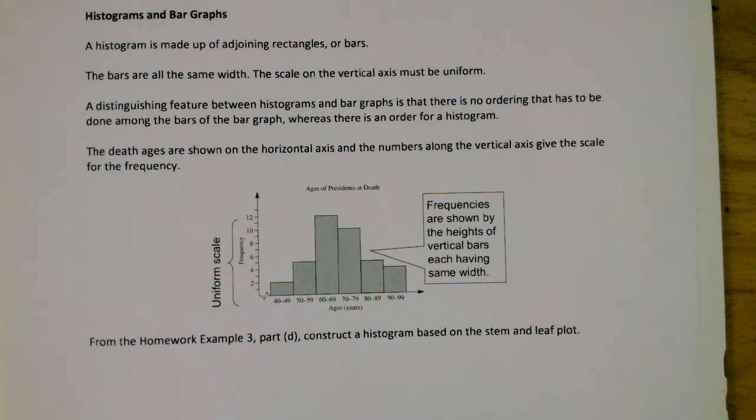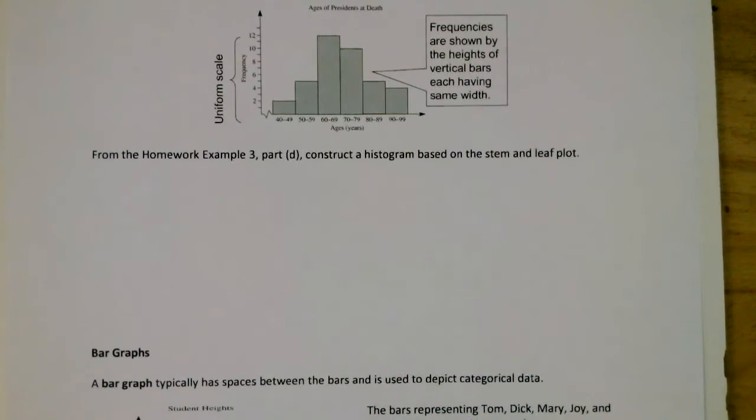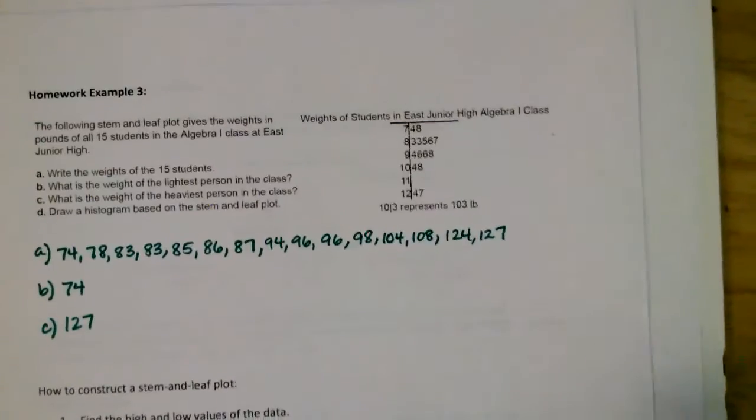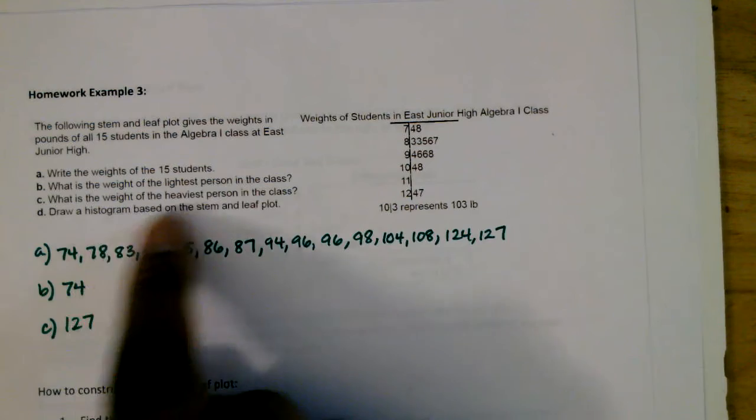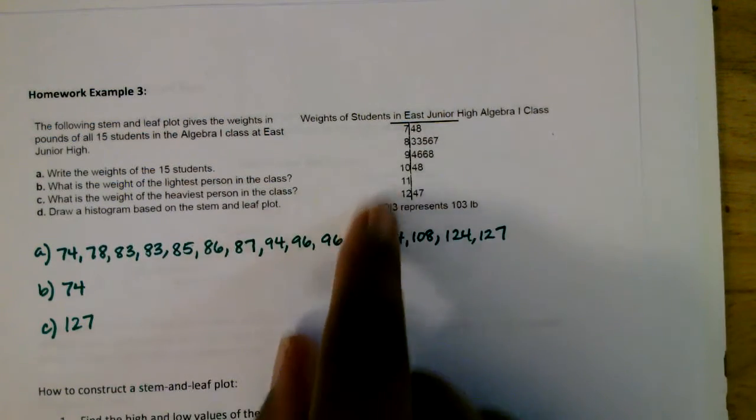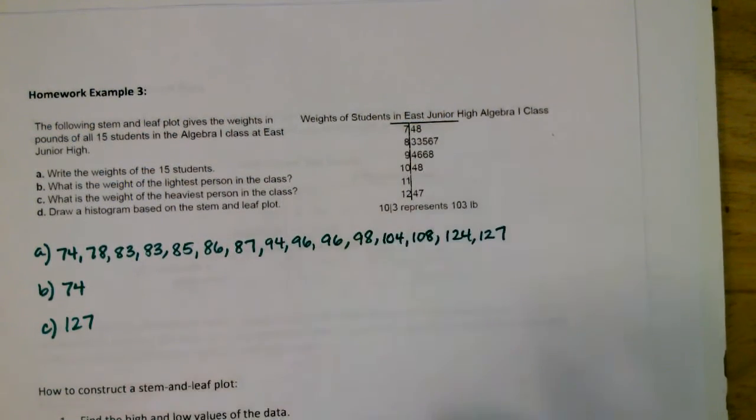Okay. All right, now, there was an example 3 that I went over on this video, so I'm going to revisit that example 3 to construct a histogram of that stem and leaf plot. Okay, because here's a stem and leaf plot that I did, and we're going to draw a histogram from this. From this stem and leaf plot, we can construct a histogram.